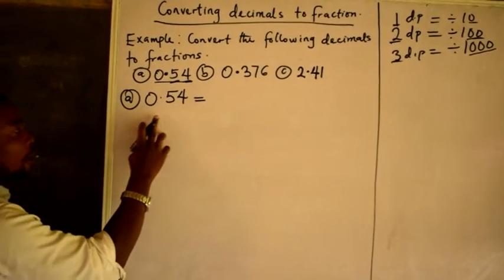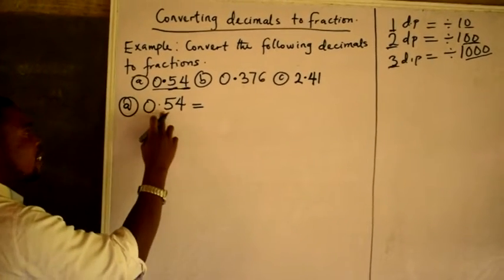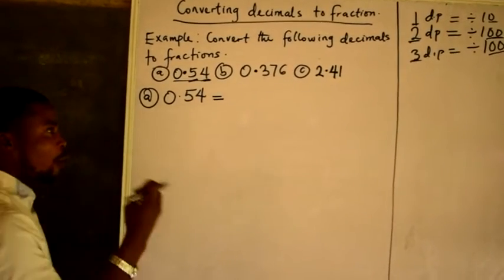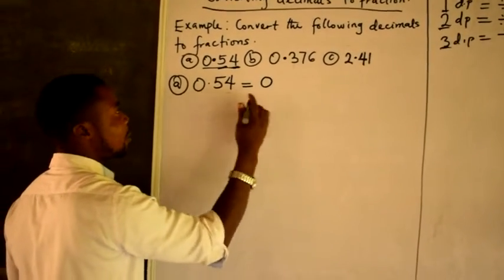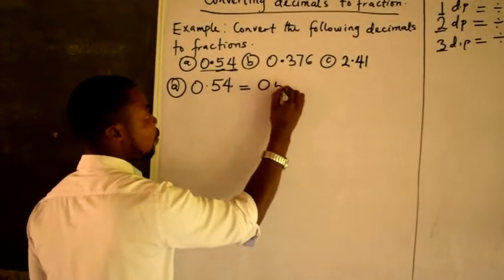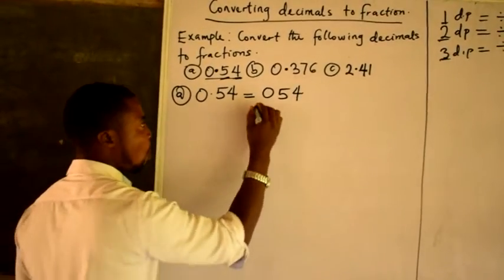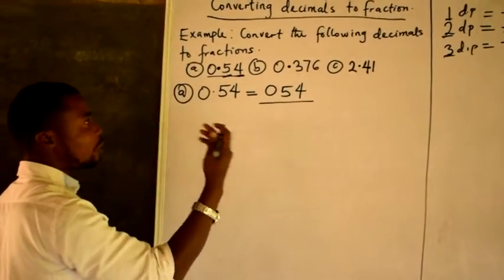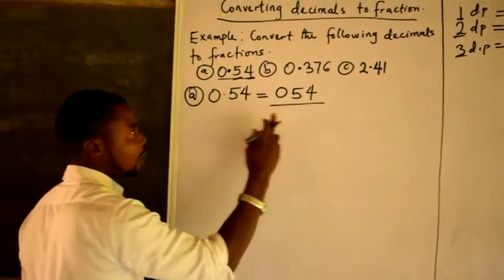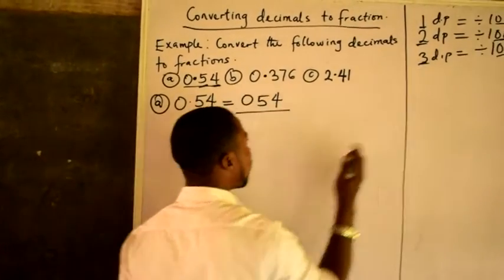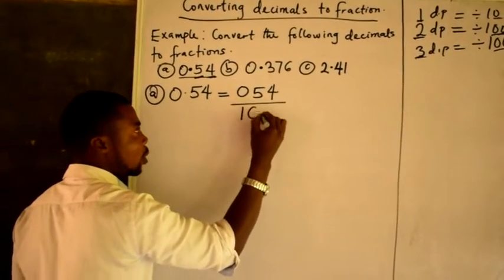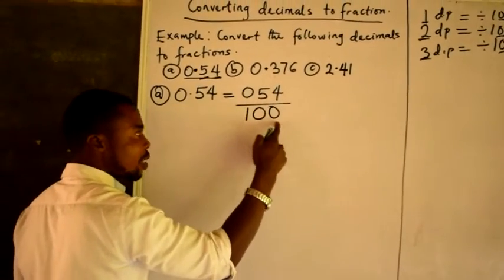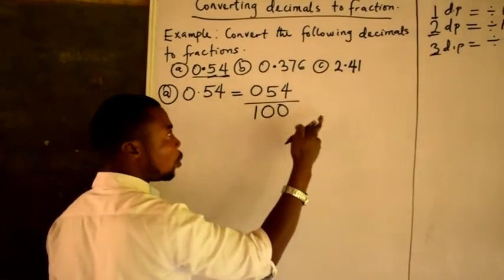For this one, we have 0.54. The first thing you will do is write out the number without the 0 and the decimal point, 54, all over. Now you will divide by, because it is 2 decimal places, 100, which is 2 zeros. So you divide by 100.